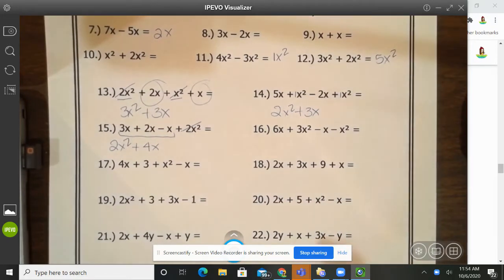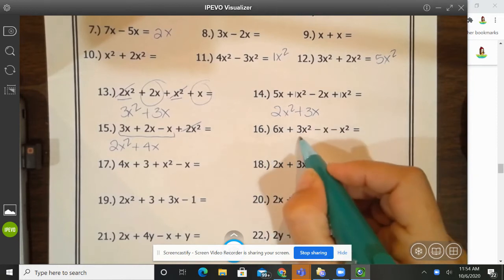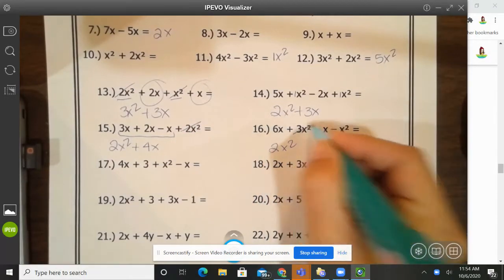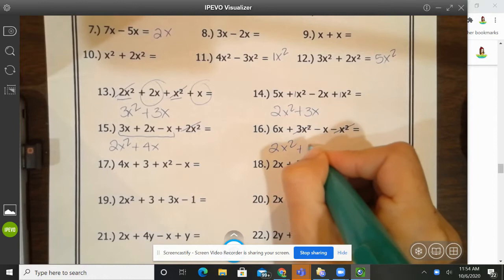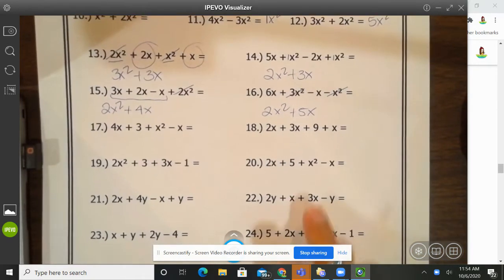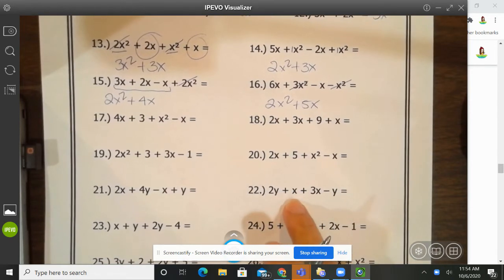All right, let's try one more. I'm going to start with the higher exponent. So that's 3 minus 1, that is 2x squared. Then 6 minus 1 is positive 5x. And that is done. That's all I can do there. What about if you have different types of variables? Let's do this one.